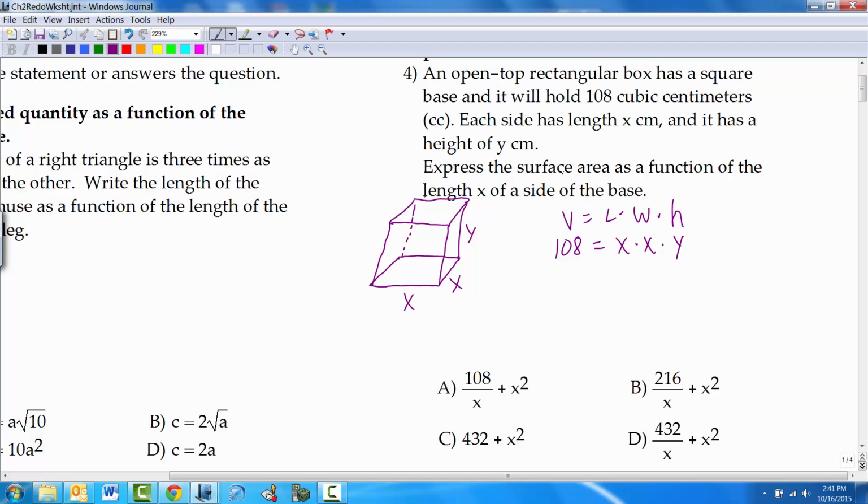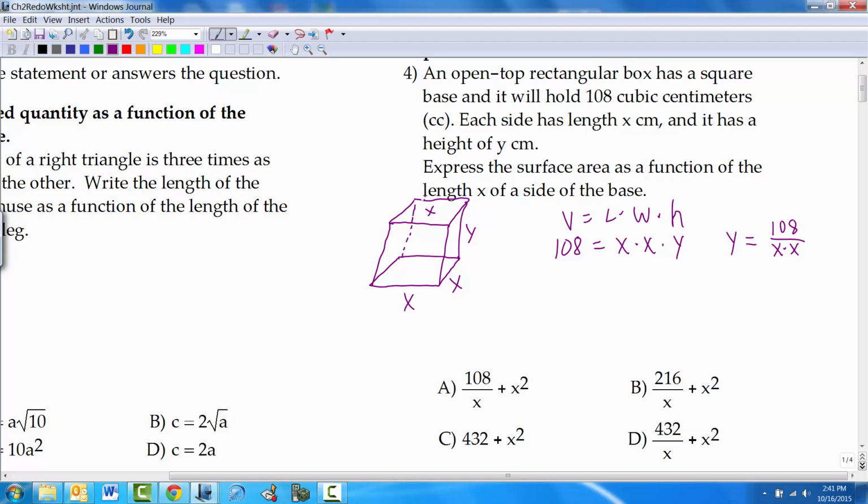Express the surface area as a function of the length x of a side of a base. That means we need to call y 108 divided by x times x. That ties these together. So this has a volume of 108. So this y can be expressed in terms of x because of that link. Now, what's surface area if this is an open top?